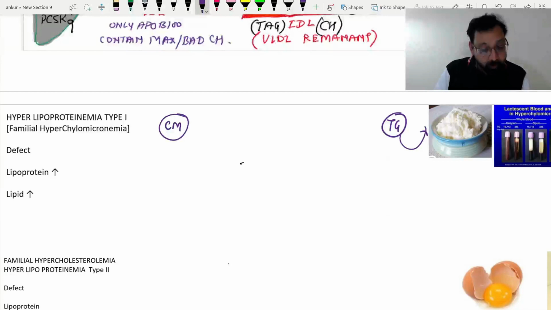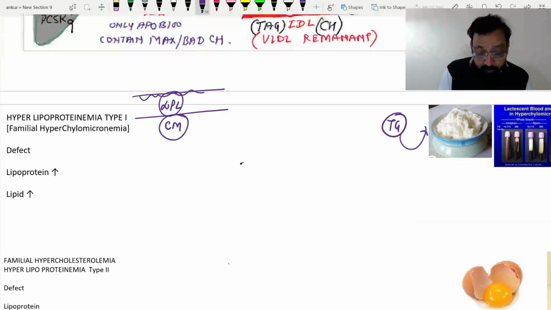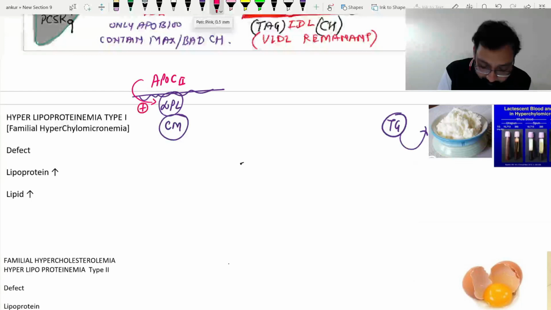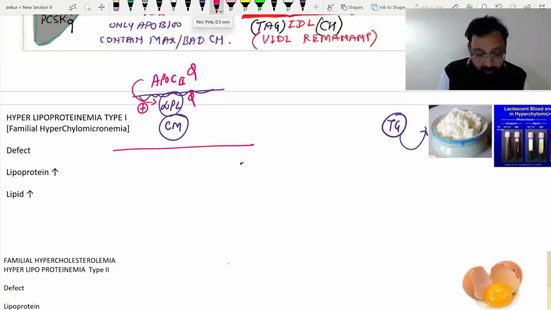chylomicrons are metabolized by lipoprotein lipase. There is an enzyme lipoprotein lipase which is present at the endothelium. This lipoprotein lipase metabolizes chylomicron, and the activator of lipoprotein lipase is ApoC2. ApoC2 is the activator of lipoprotein lipase. Question: chylomicron is metabolized by lipoprotein lipase.